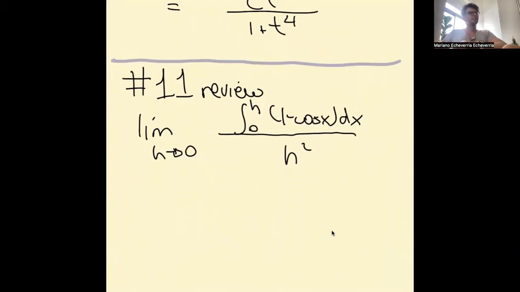So in this problem, there are actually two ways to do it. The longer way is to just do this integral first, to see what you get in terms of h, and then compute the limit. But the easiest thing to do is to apply L'Hopital's theorem directly. Because remember, what happens if you put h equals 0 here? You get the integral from 0 to 0.